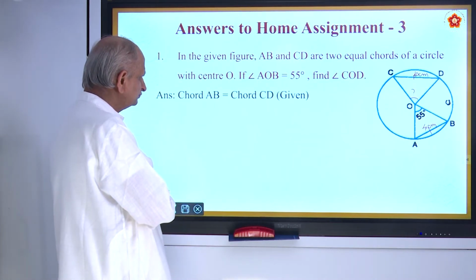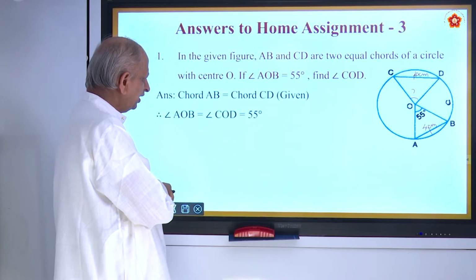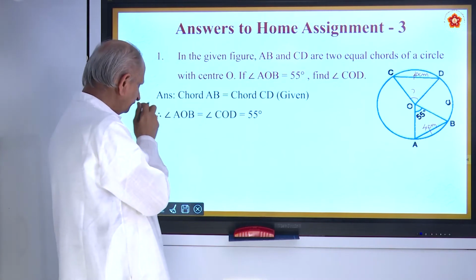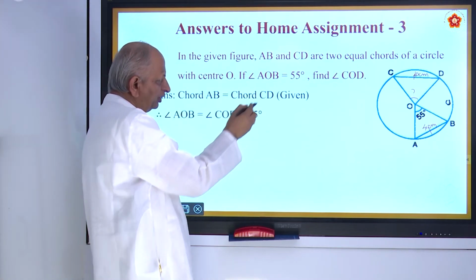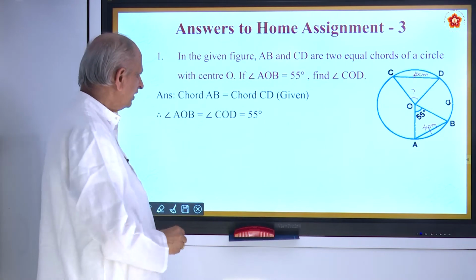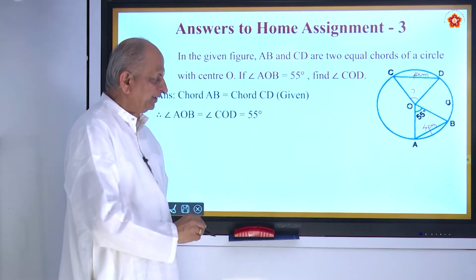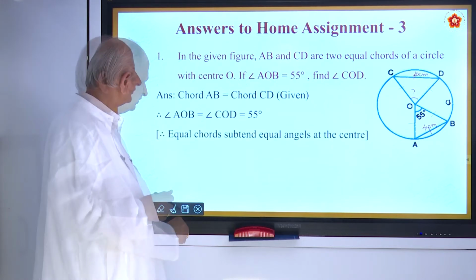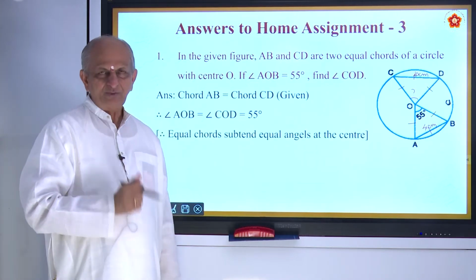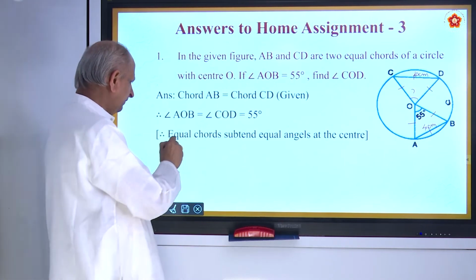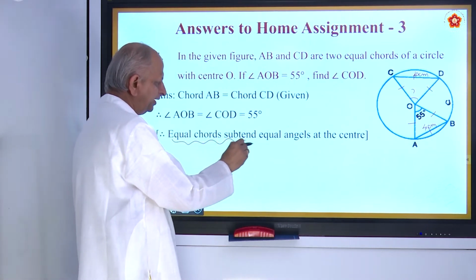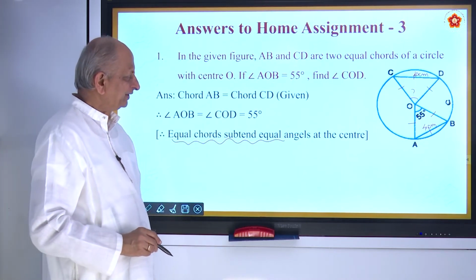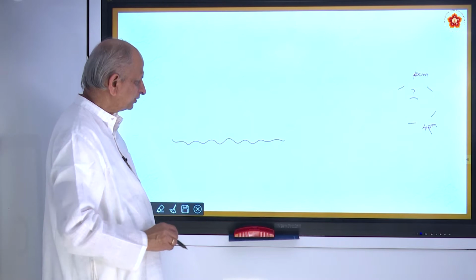Because equal chords subtend equal angles at the center. That is the point you must note. So, because chord AB is equal to chord CD, angle AOB is equal to angle COD is equal to 55 degrees. So that's all the question, 1 mark question. But you must note an important point. What is that? Equal chords subtend equal angles at the center.